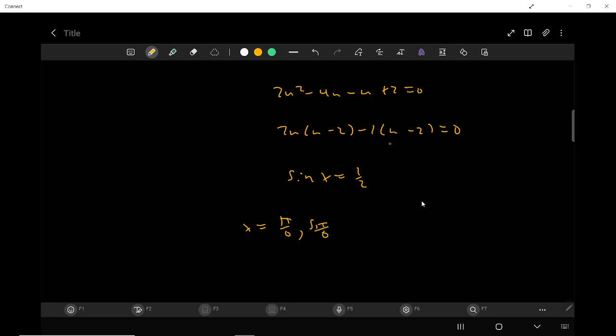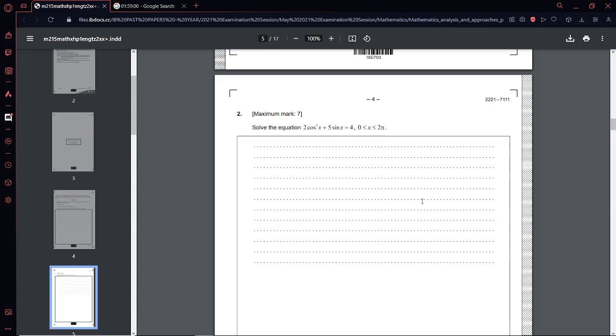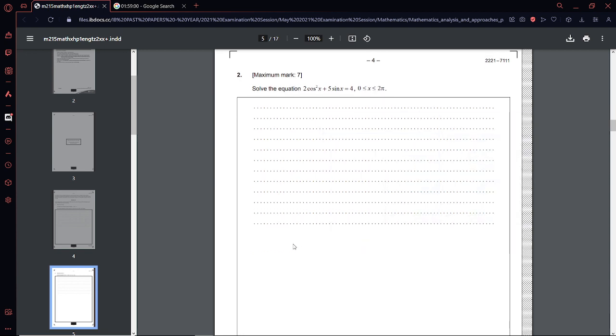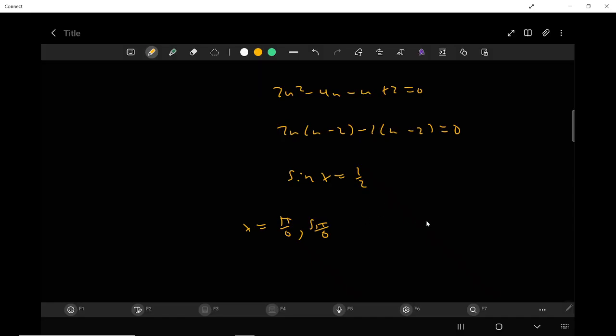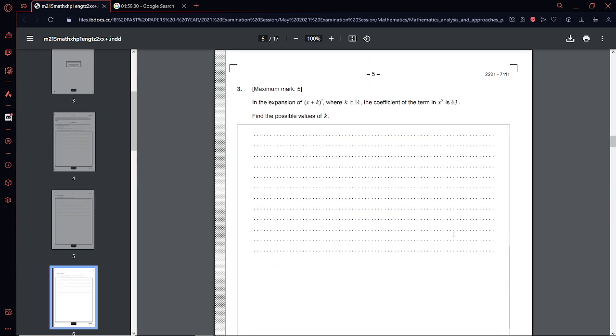I know that u can't be 2, because sine x can't be 2, so I just have the one set of solutions. I saw before that it's between 0 and 2 pi, and I think I've done this a few times in class. These are the solutions. Okay, next.